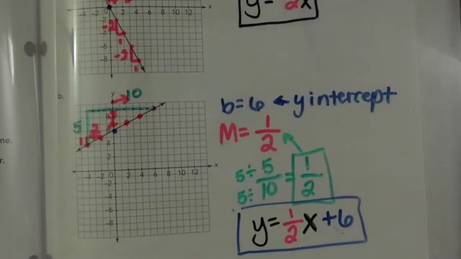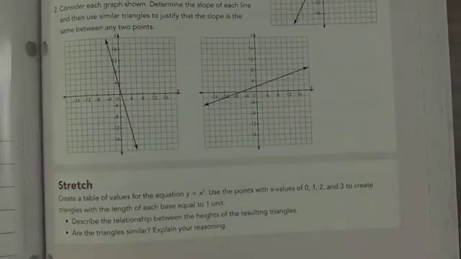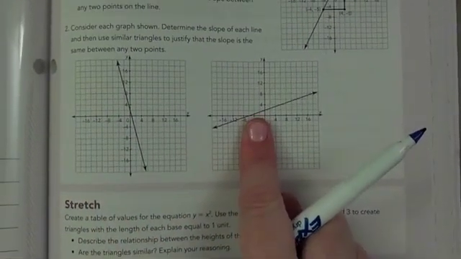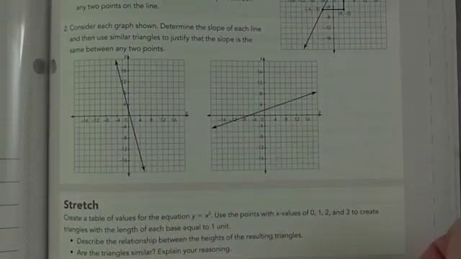Okay, so on your assignment, you're actually going to do these two right here the same way we just did. You're going to find the slope, you're going to find the y-intercept, you're going to write the equation. Let me know if you need help.